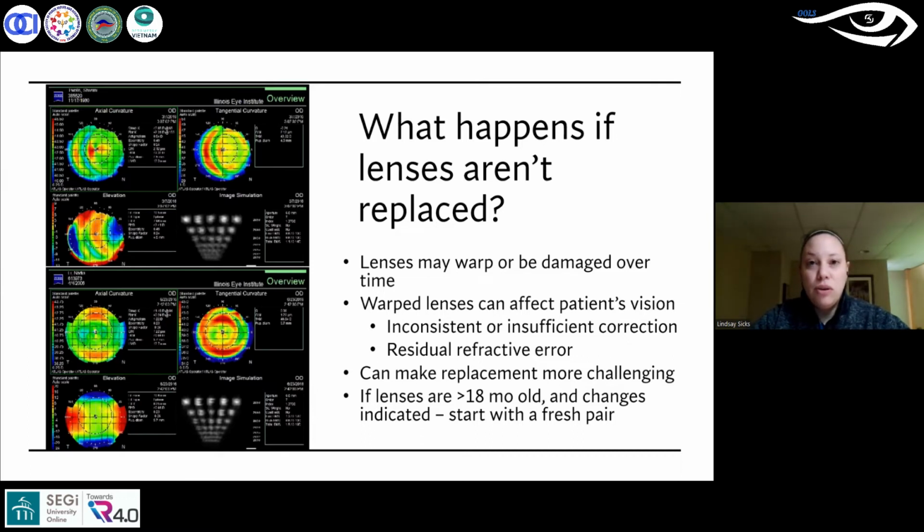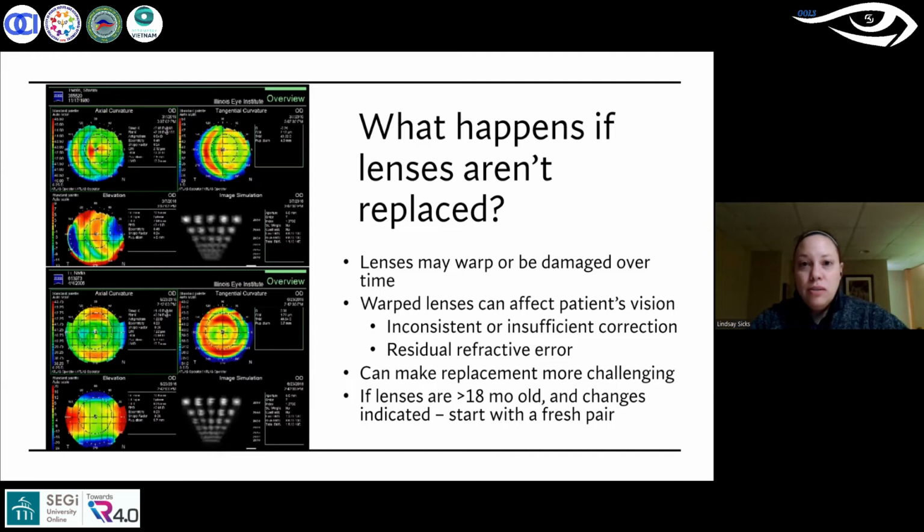It can cause residual refractive error, changes to their cornea that they may become used to, but you may not actually want them to occur. And you can sometimes see this on topography, where the lens will be decentered or cause poor or incomplete treatment. But the lens itself, you can't actually see the warpage sometimes.